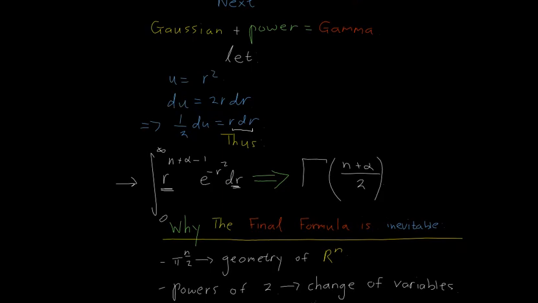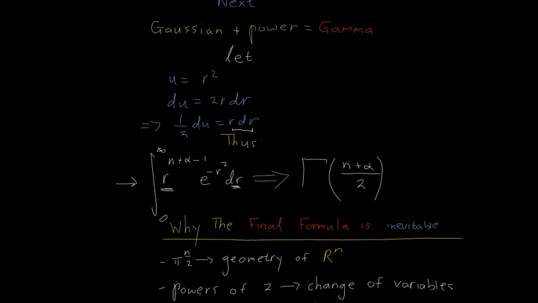It's in the form of a gamma function, right? Because if you know what a gamma function is, it's an improper integral from 0 to infinity of x to the n minus 1 times e to the negative x dx. That's what a gamma function is.